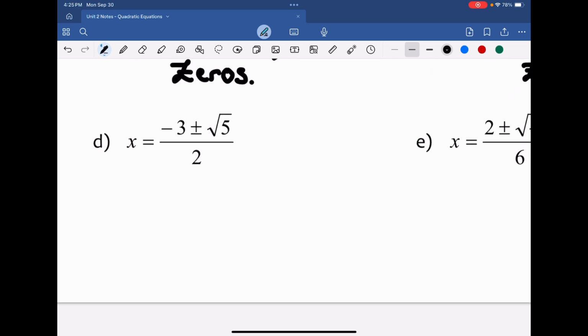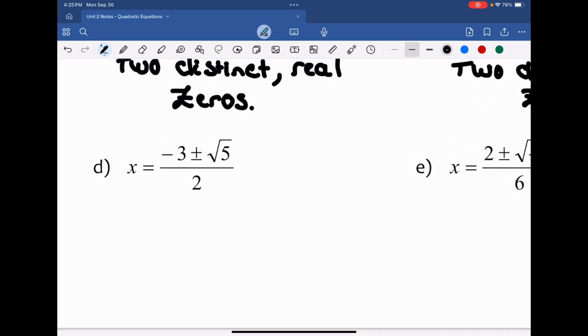All right, we go down to part D. We see that it is negative 3 plus or minus the square root of 5, over 2. Because of the plus minus being there and the radical being a real number, in this case it is part of the real plane, we're going to say that there are two distinct and real roots.